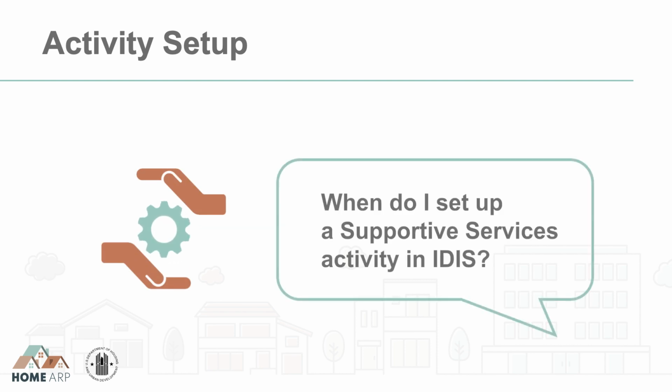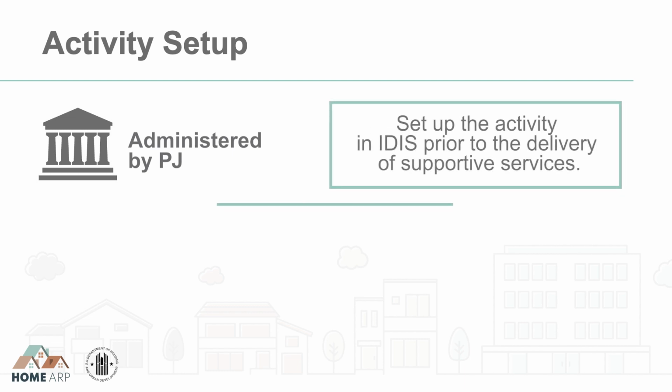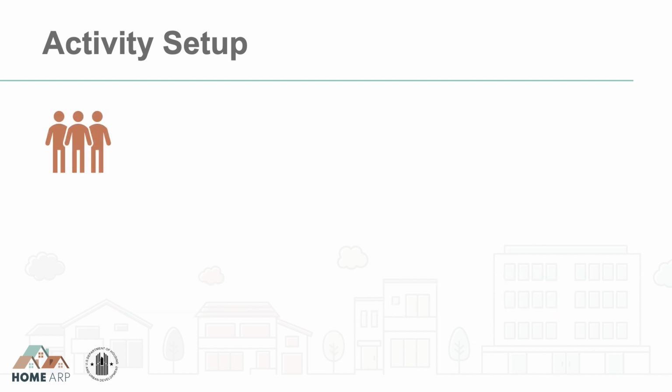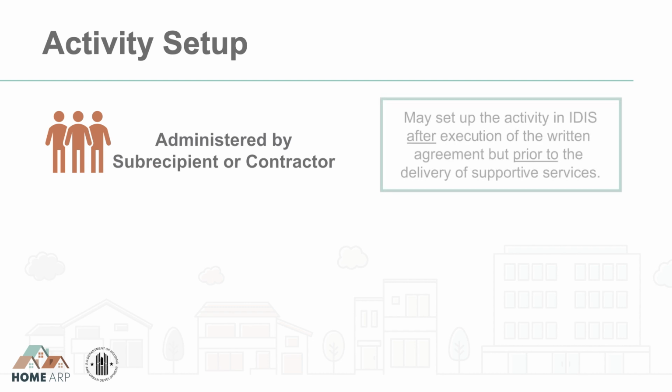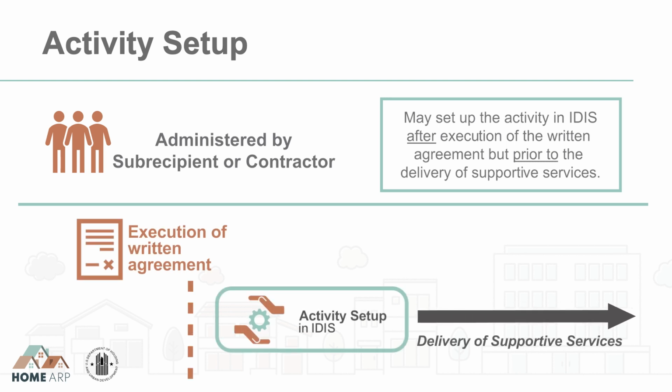A PJ may only set up and fund a HOME-ARP supportive services activity in IDIS once it has met the definition of commitment as defined in the HOME-ARP notice. A PJ who will be administering its own supportive services activity must set up the activity prior to the beginning of service delivery. If the supportive services activity will be administered by a subrecipient or contractor, the PJ may set up the activity upon execution of the written agreement with a subrecipient or contractor.